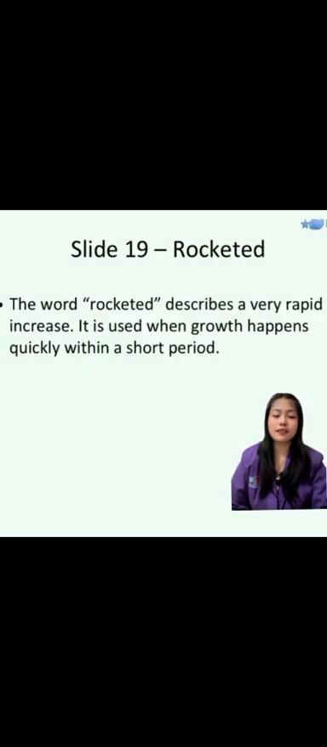Increase in figures. The word increase is often used with numbers going up. It indicates positive growth in data such as sales or revenue. Rocketed. The word rocketed describes a very rapid increase. It is used when growth happens quickly within a short period.